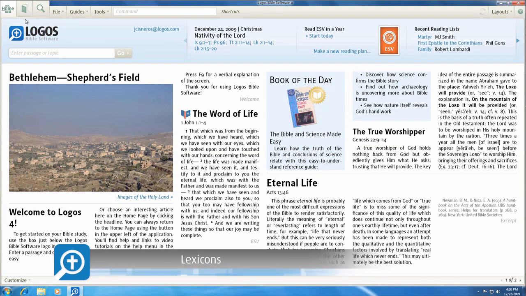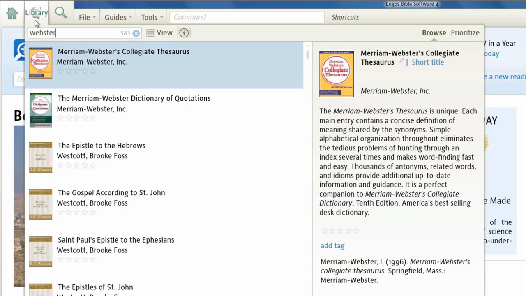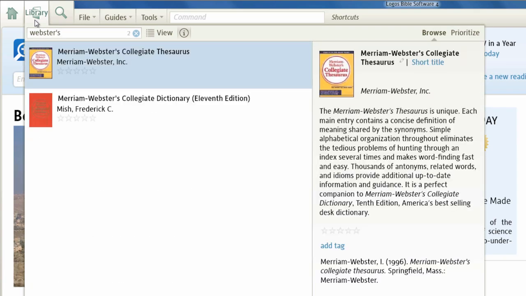So what is a lexicon? A lexicon is a dictionary. Before we look at a Greek lexicon, let's look at an English one first. Go up to Library and type in Webster for Webster's Dictionary, and let's select Merriam-Webster's Collegiate Dictionary, 11th edition.